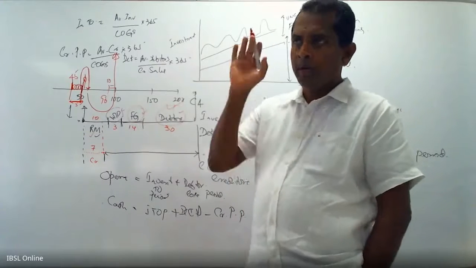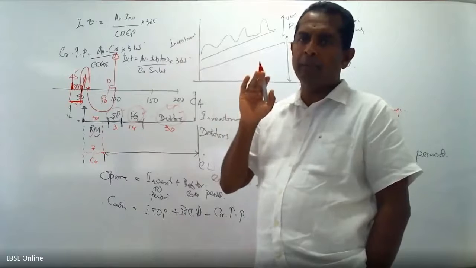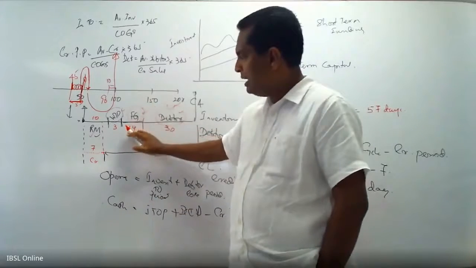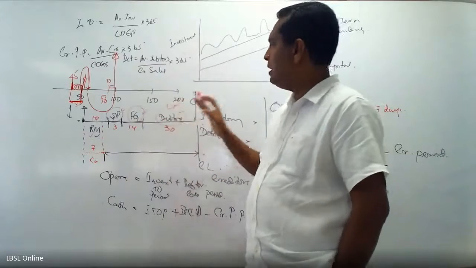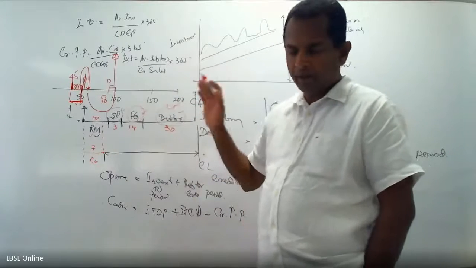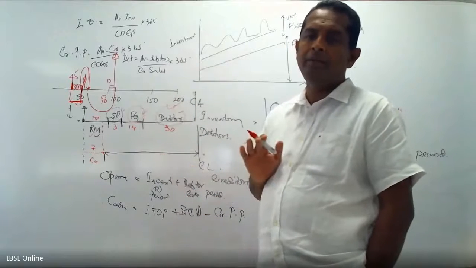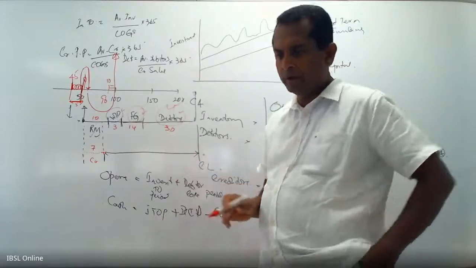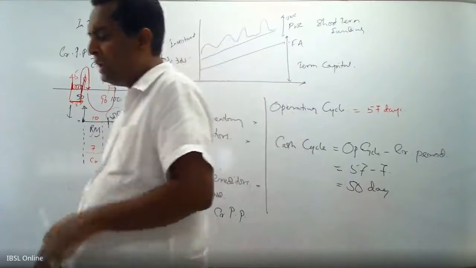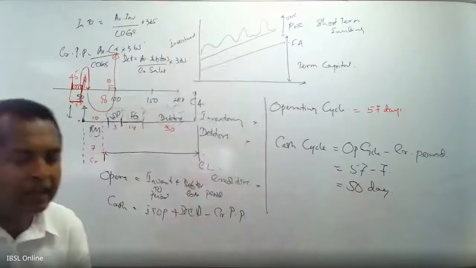So manufacturing sector needs the majority of working capital. Trading sector needs the second level of working capital, and service industry requires the minimum level of working capital. So that is all what we did on working capital.